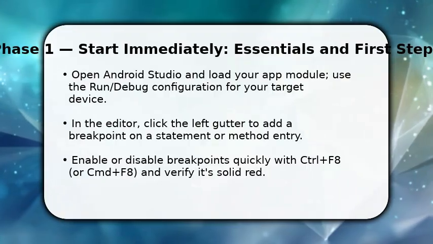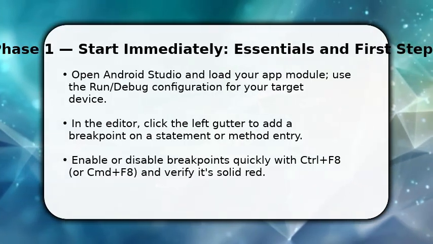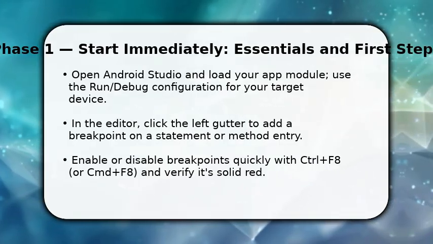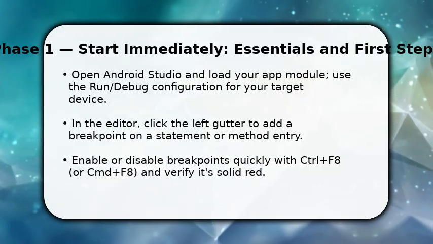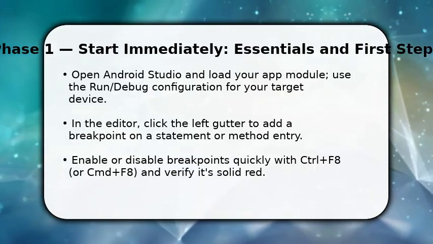You start by opening Android Studio and selecting the app module you want to test. Set a run/debug configuration for your device or emulator. Make sure it targets the correct build variant. Then, click the left gutter beside the line of code to add a breakpoint. This pauses execution when reached.